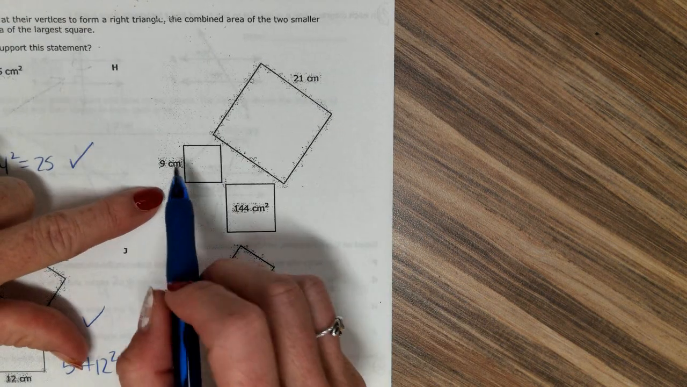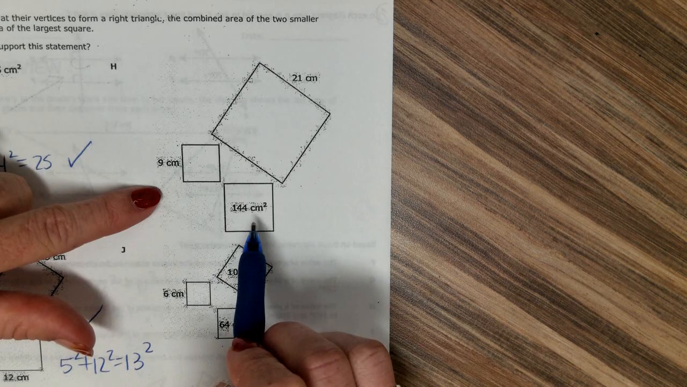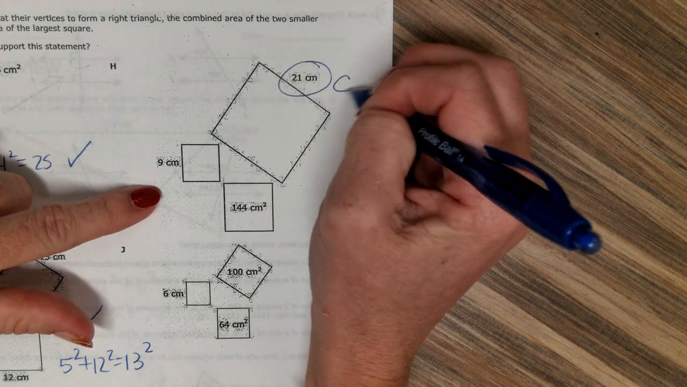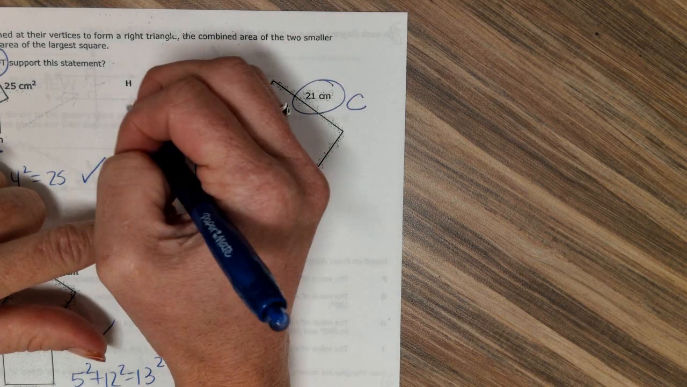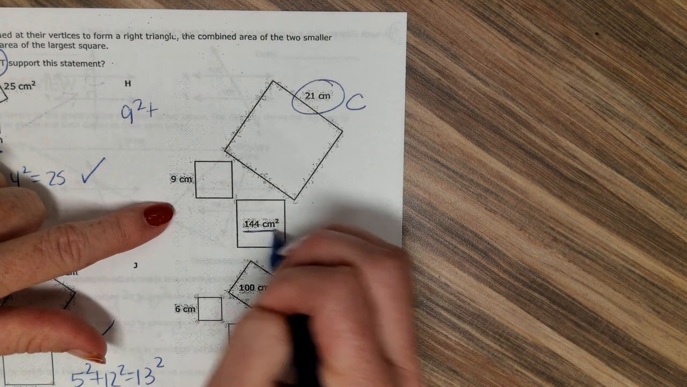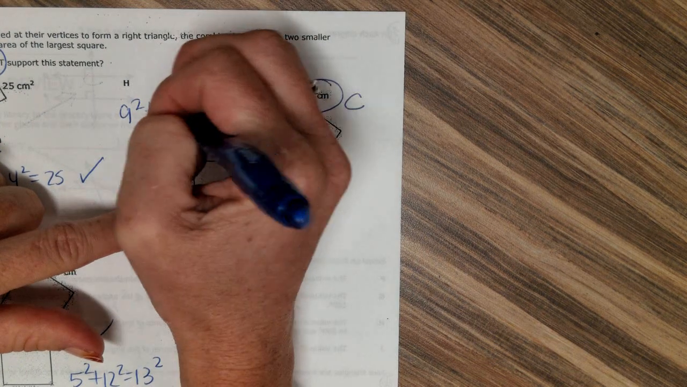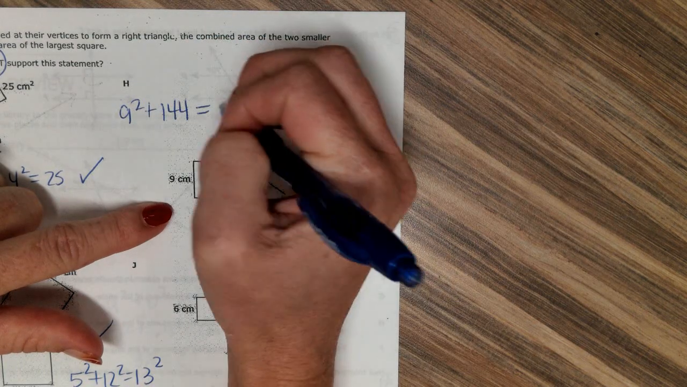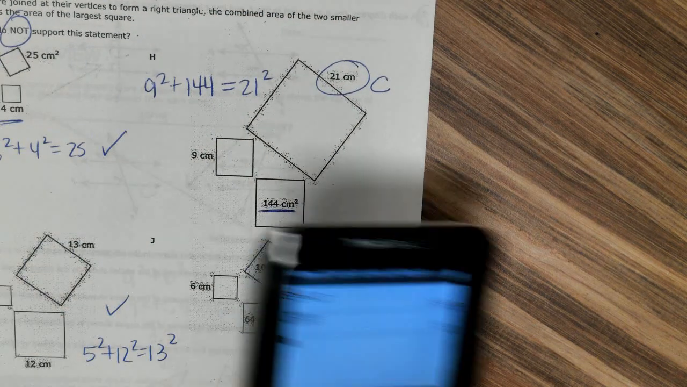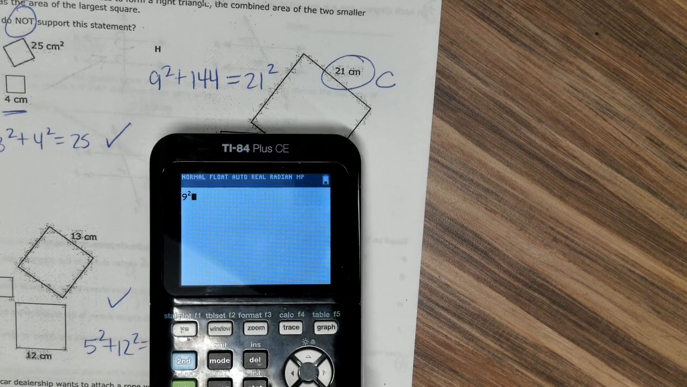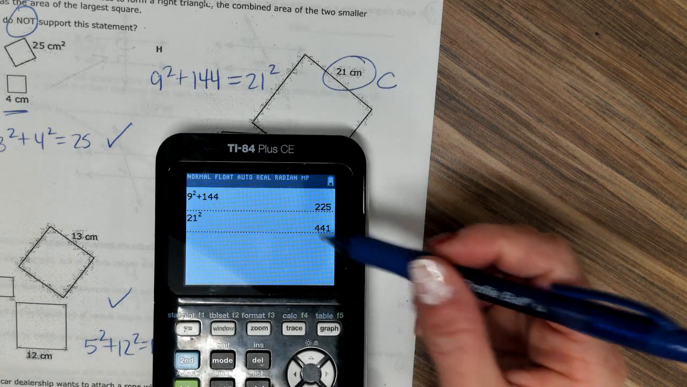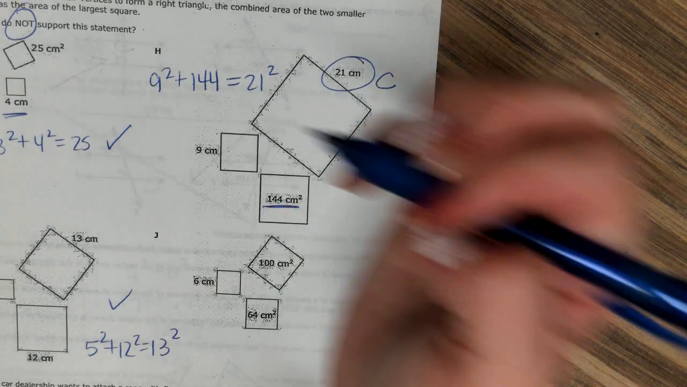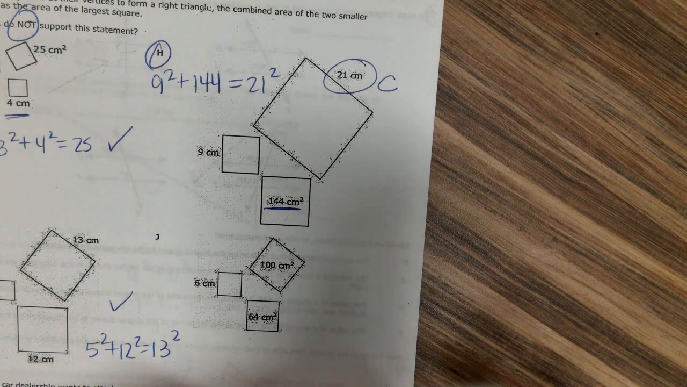How would I write this one? Which one is the biggest? So this one has to be the C. Okay, how would I write this? 9 squared plus, do I square it? No, equals 21 squared. Let's test it out. 9 squared plus 144, 21 squared, does that equal? No, so that is not supporting a right triangle.